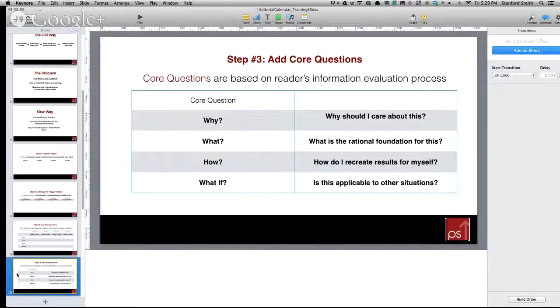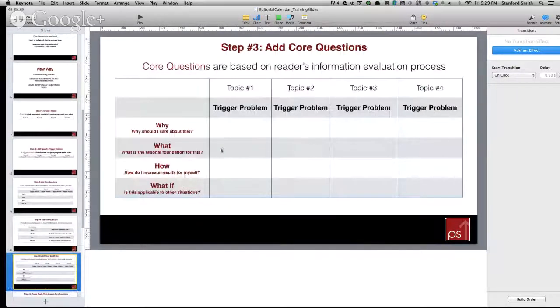What I'm going to ask you to do is that in your editorial calendar, go ahead and put these core questions in your left-hand rows there. So you have your why: why should I care about this? What is the rational foundation for this particular subject? How do I recreate results for myself? And what if? Is this applicable to other situations? Those are your 4 questions.